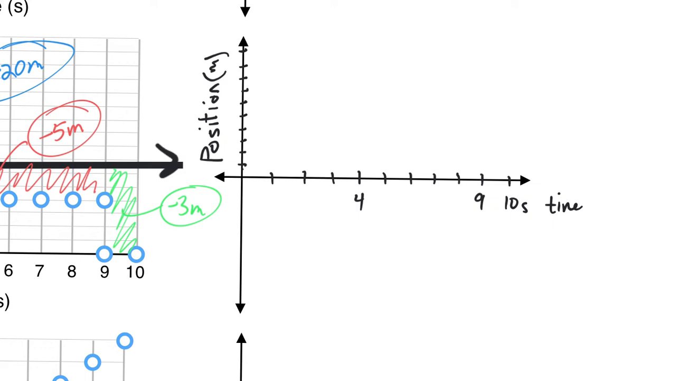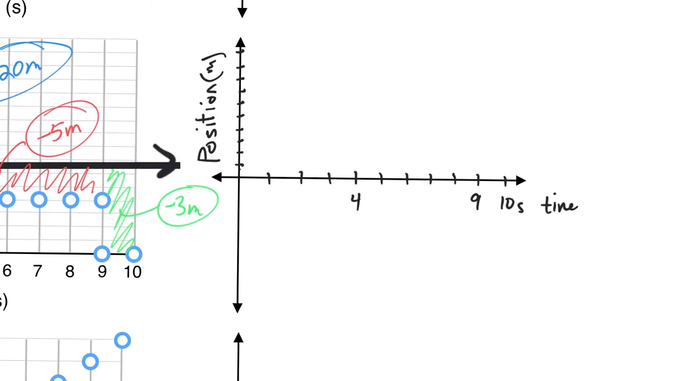First reminder is that we can't get the starting position from the velocity graph. We have to be told the starting position from something else. And again, we were told at the very beginning to start at the origin, so my first dot's at the origin.